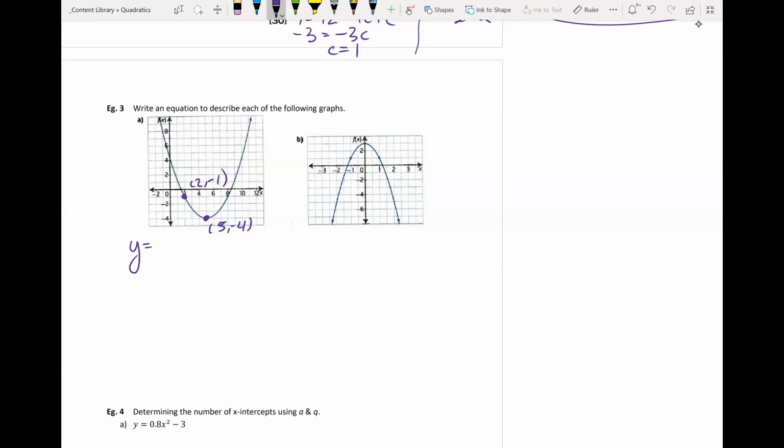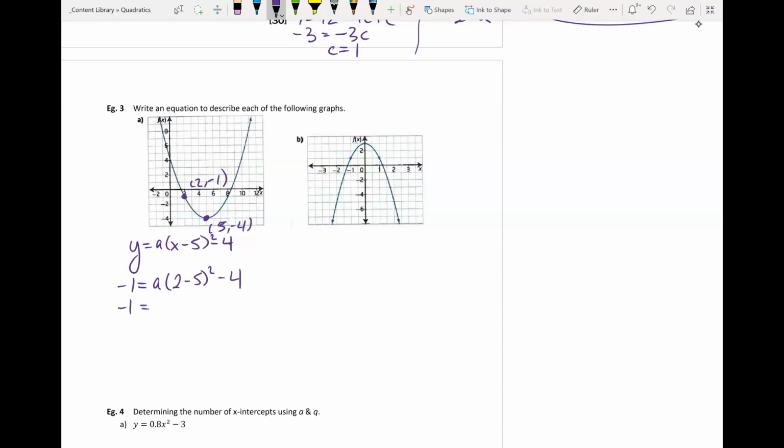So I'm going to put in the vertex, x minus 5, minus 4. Then I'm going to use that second point and plug it in for my x and y so I can solve for a. So y is negative 1, x is 2, and then we're going to simplify this and solve for a.